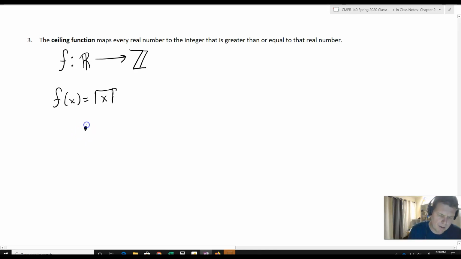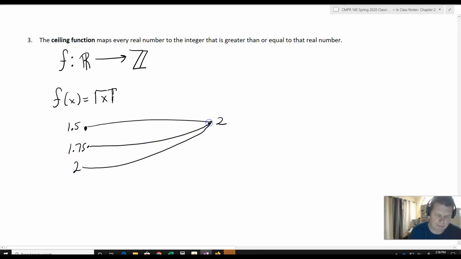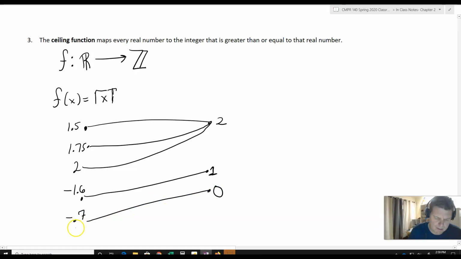So for example, we'll take 1.5, and the integer above 1.5 is going to be 2. 1.75 is also going to be 2. 2 will also be 2. Negative 1.6: now negative 1 is the integer that is just greater than negative 1.6. Negative 0.7 will thus go onto 0. And something like negative 0.25 will also go to 0, because that's the integer that is just greater than negative 0.25.